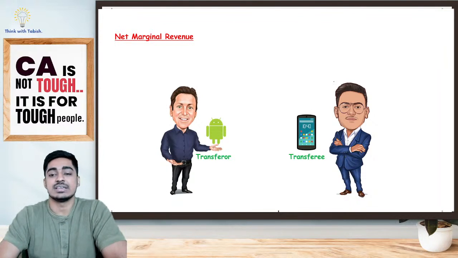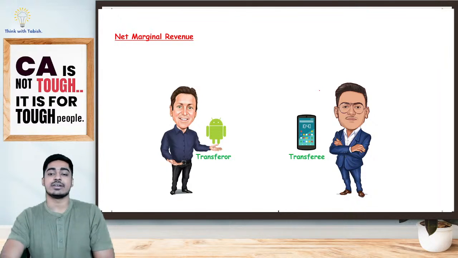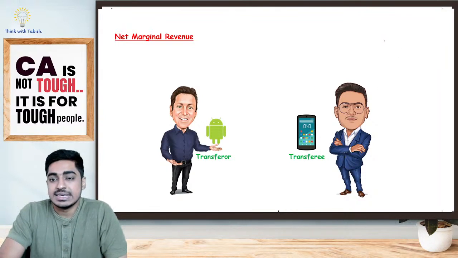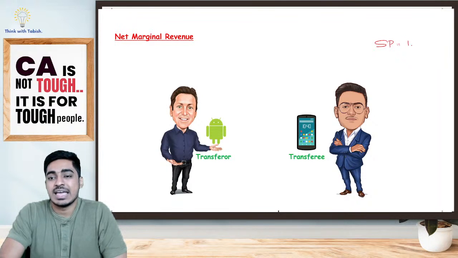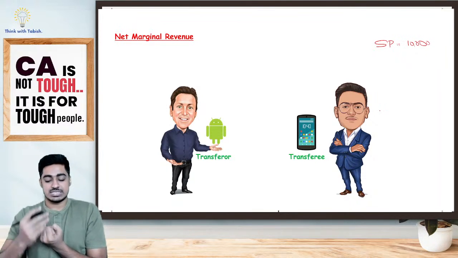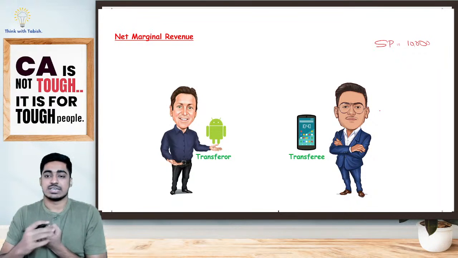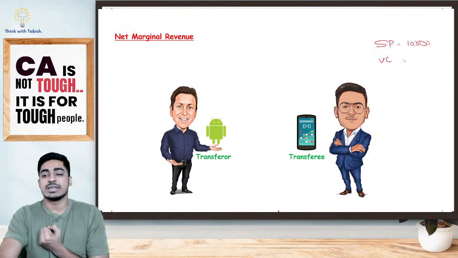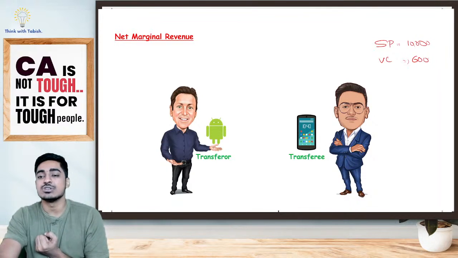So this person is telling how much extra cash you have in hand. Look at this: if I sell my phone, I'll be getting 10,000 rupees. In this, I need to incur all my costs. So what other variable cost am I incurring? I need the screen, display, RAM, etc. For that, I'm paying 6,000.